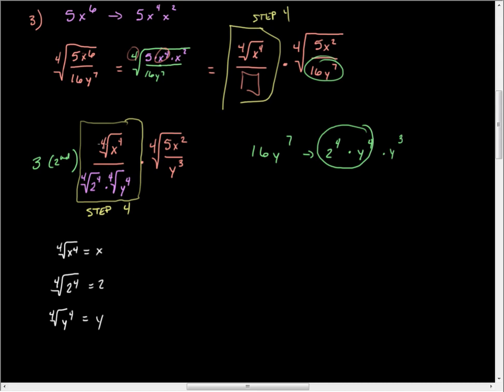Okay, so now I'm going to rewrite this first chunk here. And so I'm going to rewrite this as x divided by 2y times whatever's left stays put. Under the 4th root, I have 5x squared divided by y cubed. This is our final answer.